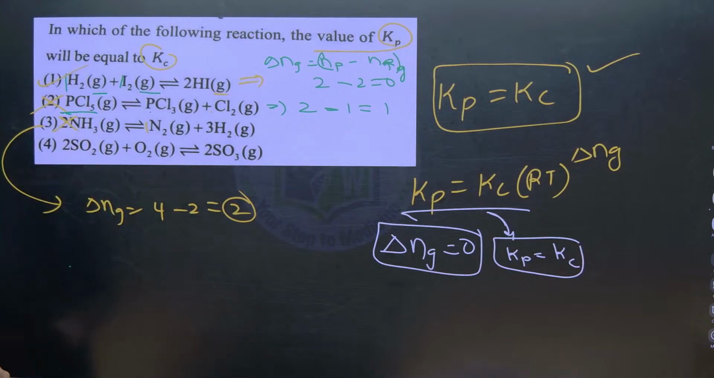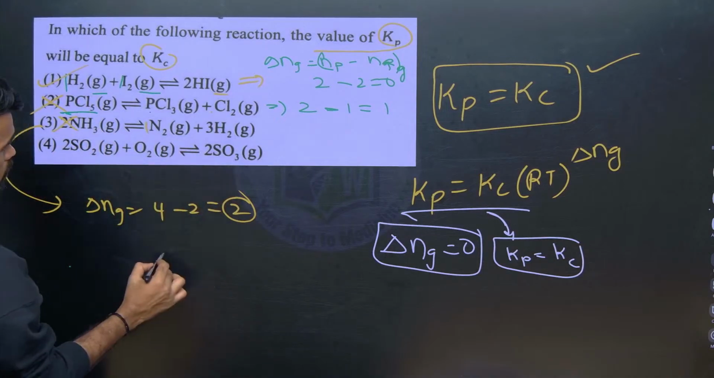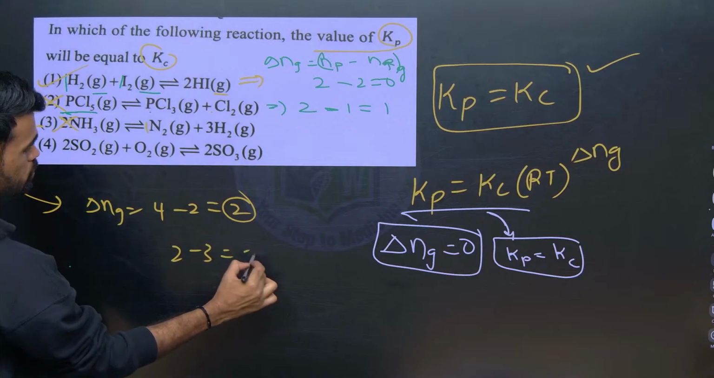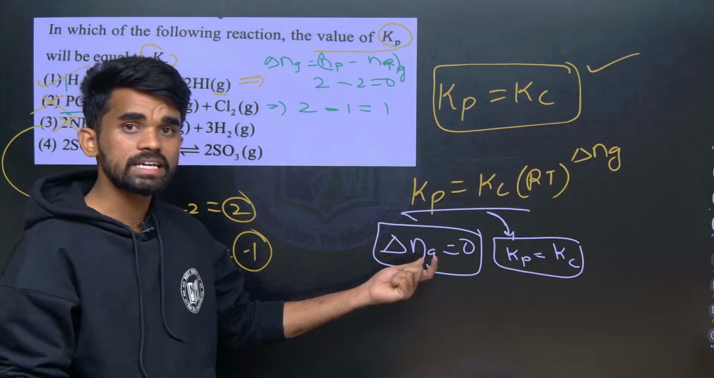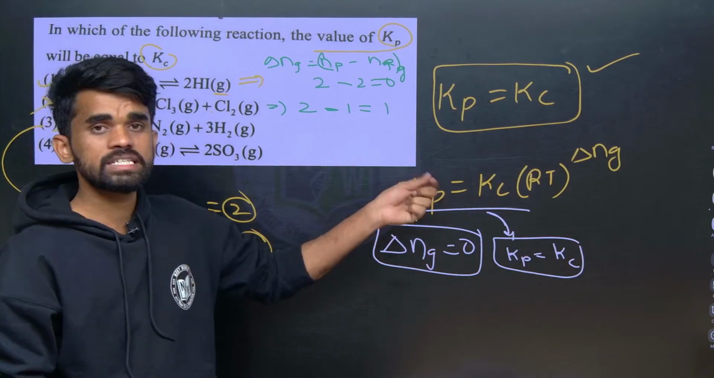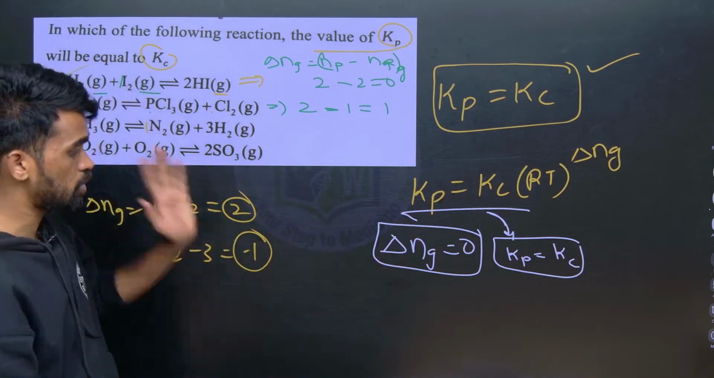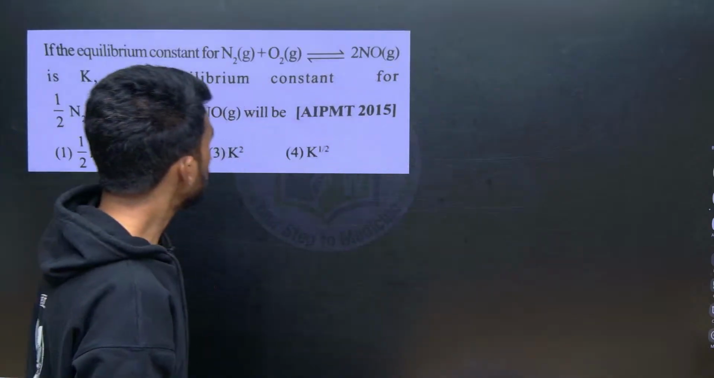So only the first one is correct. Even for the last one we will be getting 2 minus 3, so it is minus 1. So if we are getting any value other than 0, in those cases Kp and Kc are not equal. That's it. So only the first option is the most suitable answer.